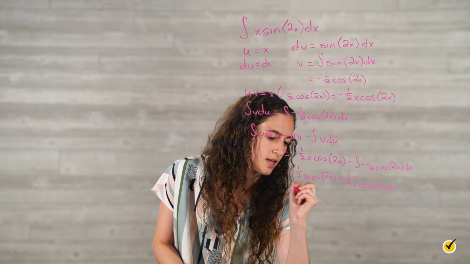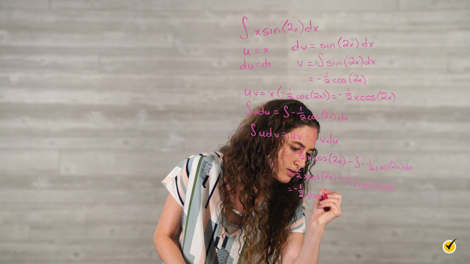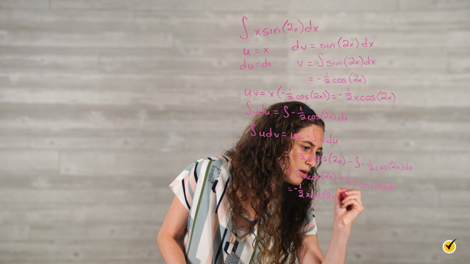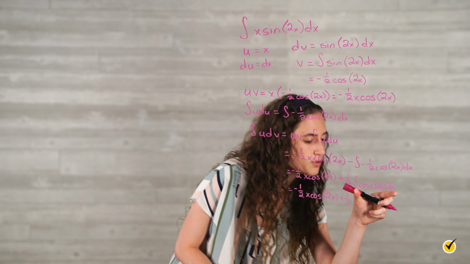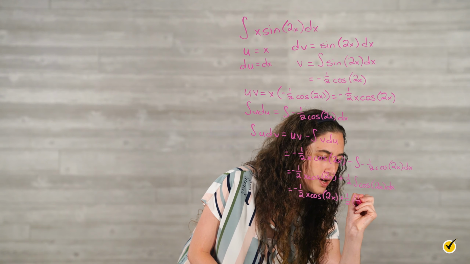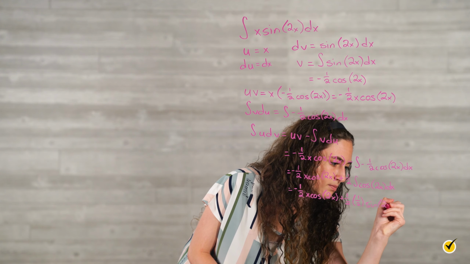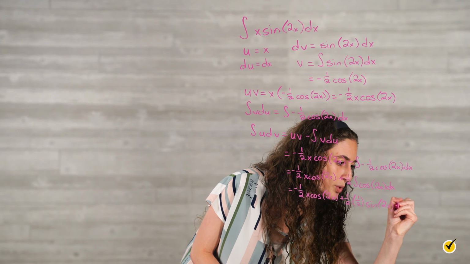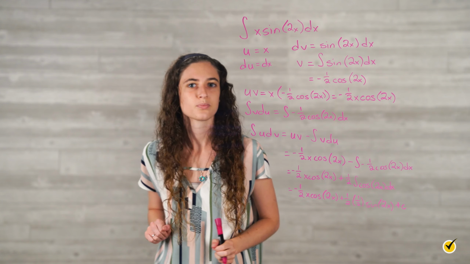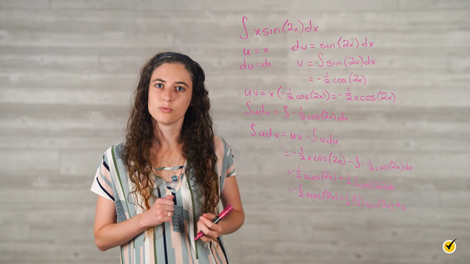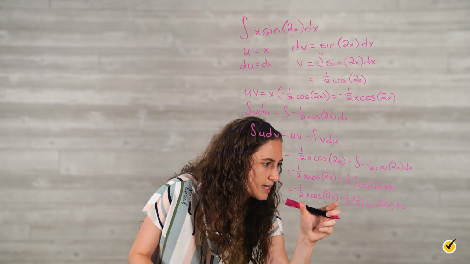Again, this first part stays the same, negative 1/2 x times cosine of 2x plus 1/2 times the integral of cosine of 2x, which is 1/2 sine of 2x. And this is where we're going to add our plus c, because we're at the very end and we just need to simplify.